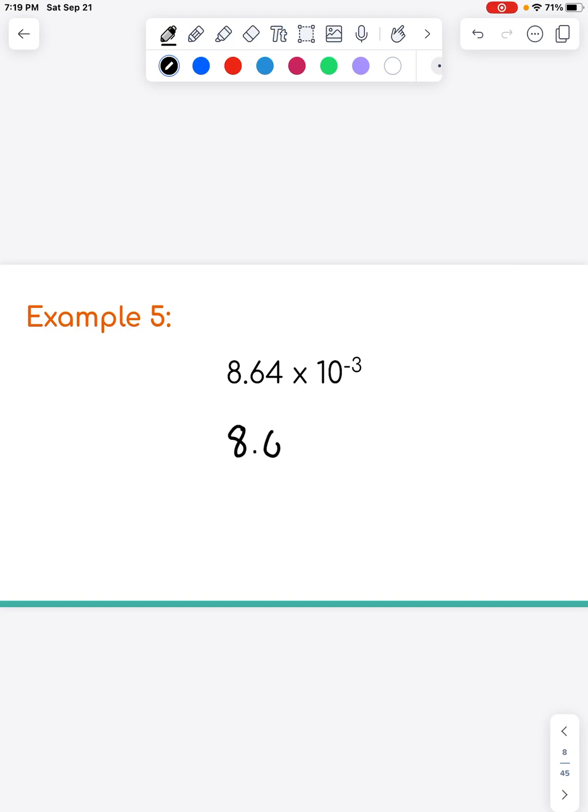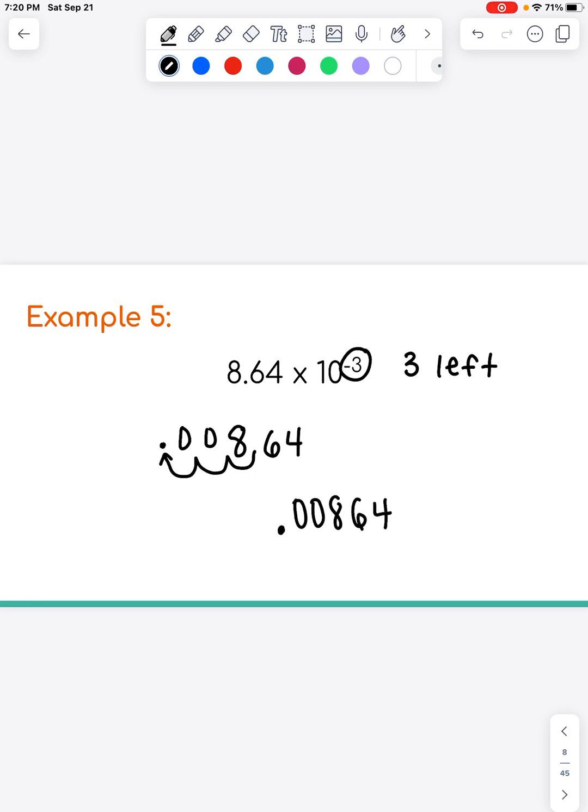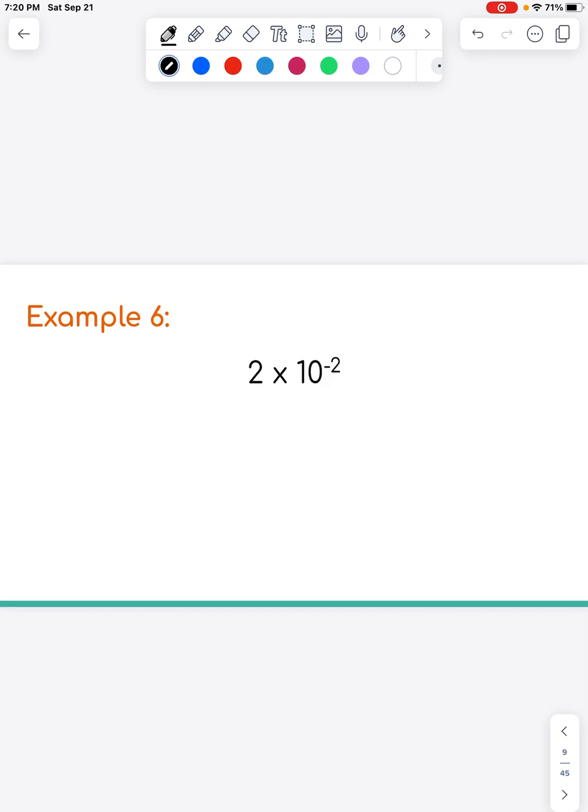Okay, I'm going to rewrite my factor, 8.64. I need to go 3 to the left. So I'm going to move 1, 2, 3. Fill in those empty spaces. Get 0.00864. Go ahead and try this one on your own, and then check back to see my answer. Should have gotten 0.02.